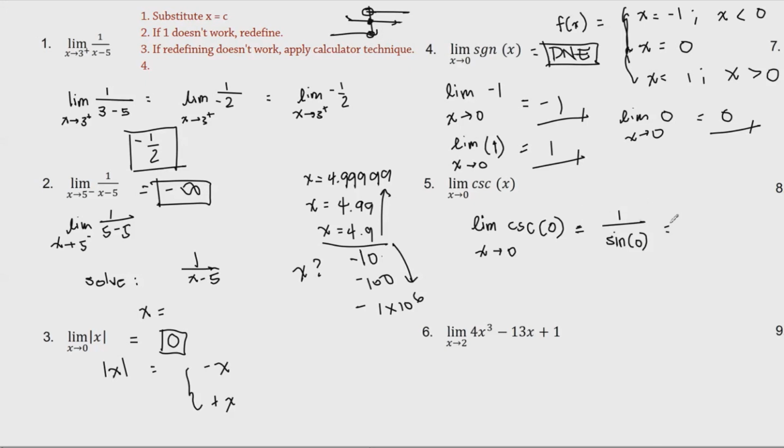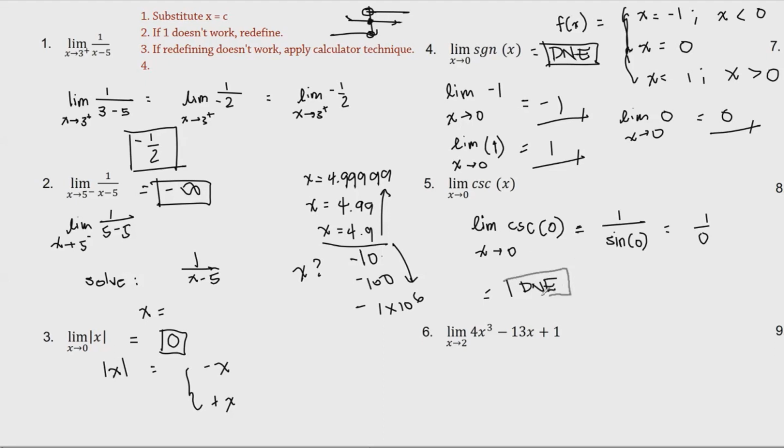And what do you think is the value of 1 over sine 0? Sine 0 is actually 0, and that is 1 over 0, which makes it undefined. Okay? Based on this example, since we've already substituted, 1 doesn't work, and we need to redefine. When we redefine this, it doesn't work since we don't have a value for this one. And from this, I can actually give you the answer without doing number 3, simply because the answer here is it will not exist.